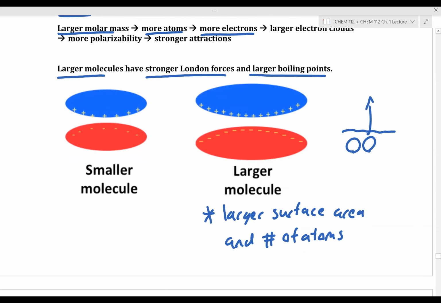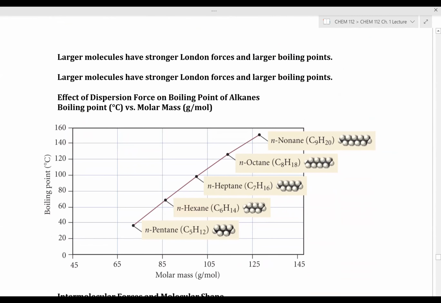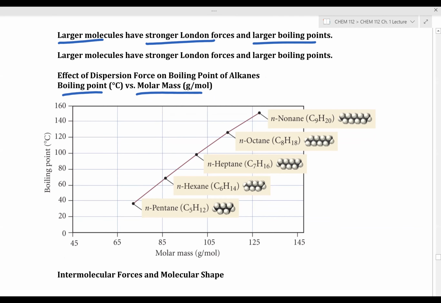So let's take a look at some hard data here. I would pay attention to this when you're writing your report for the physical properties lab, as this sort of helps answer one of the questions in your report. Larger molecules have stronger London forces and larger boiling points. So can't understate that. If we look at boiling point as a function of molar mass for our linear alkanes, just containing non-polar bonds, these are all non-polar molecules.